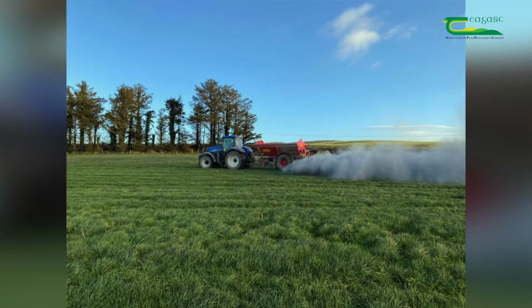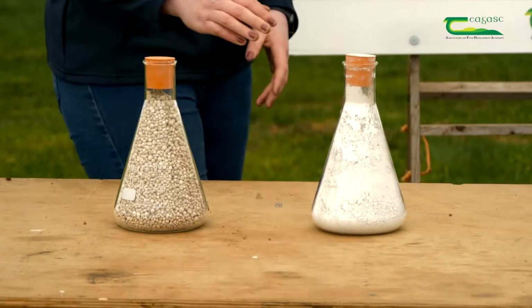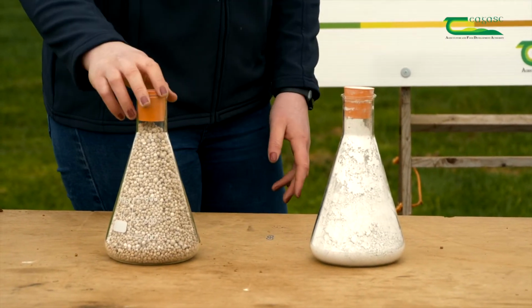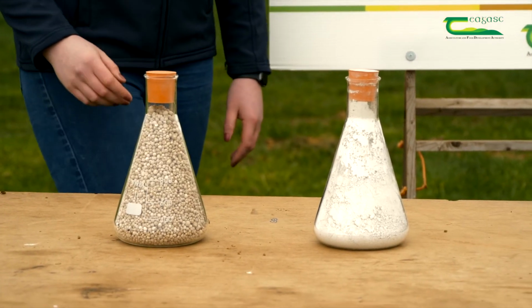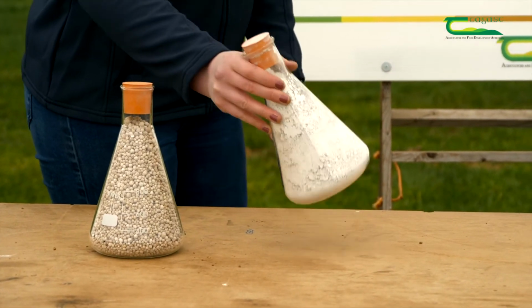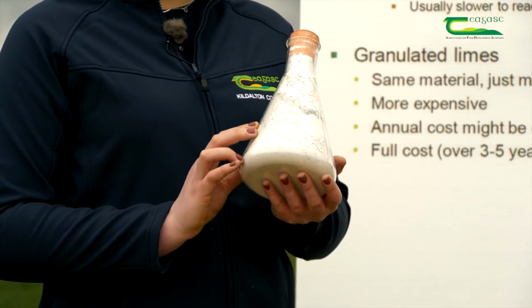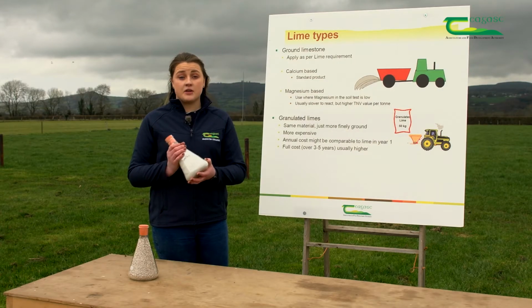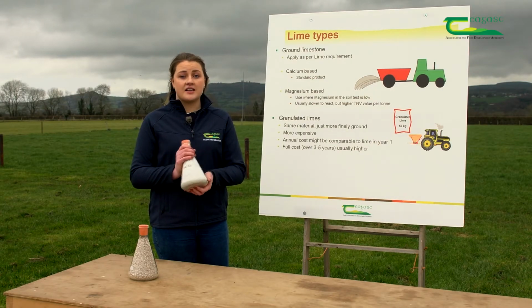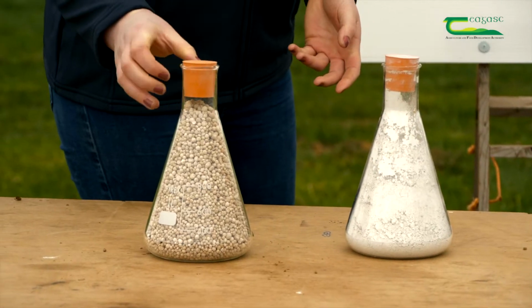There's 2 options of lime available for us to spread on the land. We have ground lime or granulated lime. Our ground lime is a relatively inexpensive fertiliser. It costs about €25 a tonne. It's made up of small particles from dust right up to about 3.35 millimetres. It takes about 2 years to be incorporated into the soil, but can last up to 5 or 6 years in the soil.